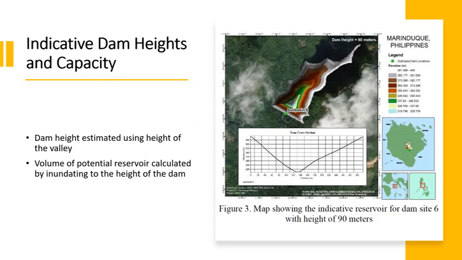From there, they were able to narrow down potential dam sites. And from the potential dam sites, they superimposed a hypothetical dam structure and inundated the hypothetical structure. And from there, they were able to calculate the potential reservoir volume. All right, so it's quite a convenient method.